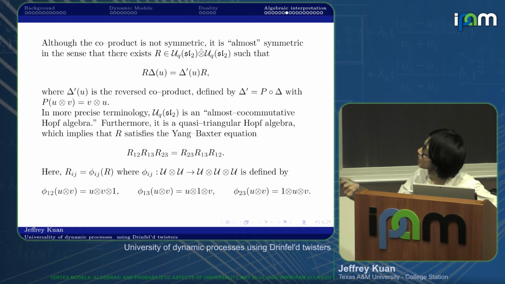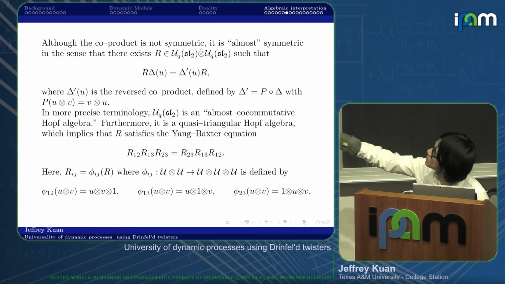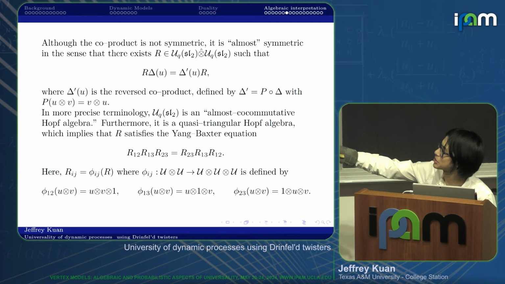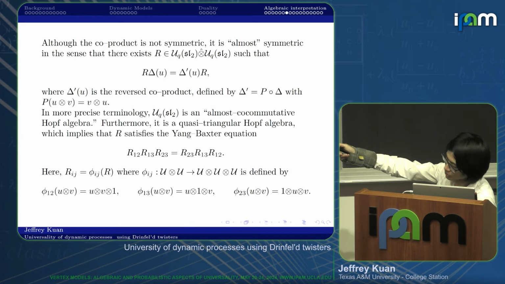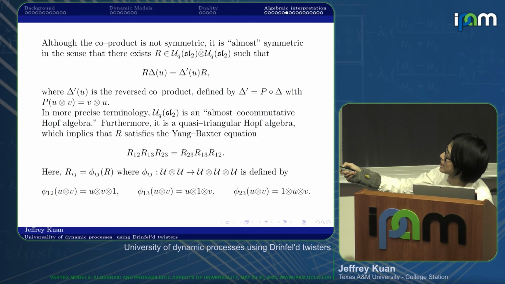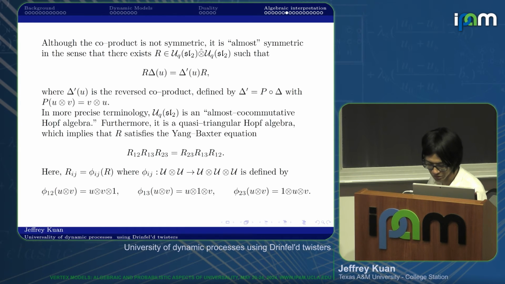So the coproduct is not symmetric, but it is something called almost symmetric. And the more precise terminology is it's almost co-commutative, if that means anything to you. So even though the coproduct is not equal to its reversal, it does intertwine with its reversal using something called the R matrix. And the R matrix satisfies something called the Yang-Baxter equation, which you've seen before this week.